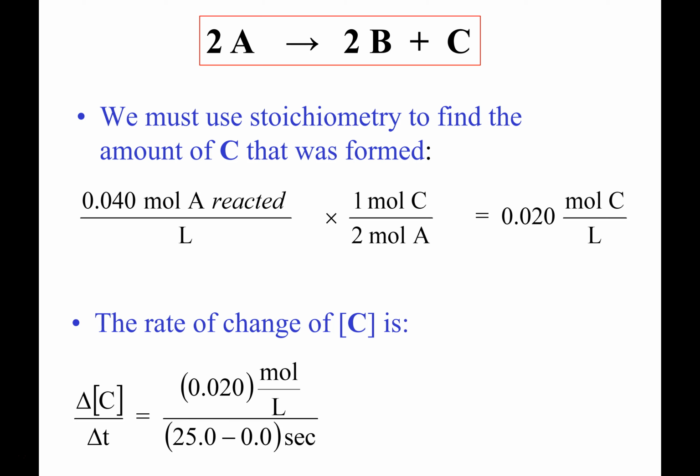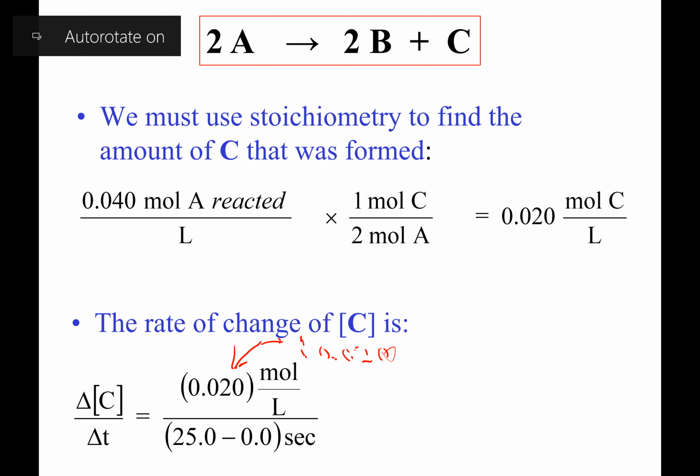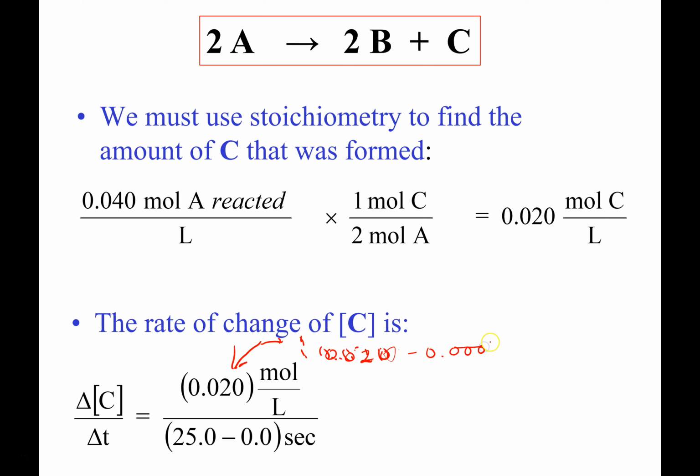So our change in molar concentration of C over the change in time. And just so we're on the same page, I would have been better served if I recognized that it's final minus initial. The final was 0.020 minus 0.000. Okay, that's where that number came from.